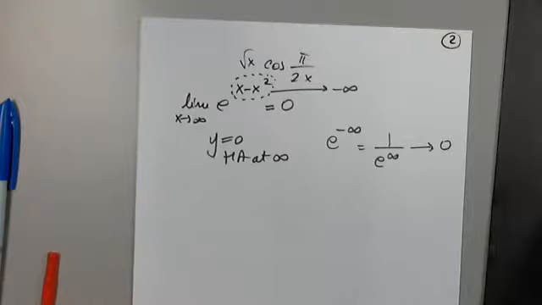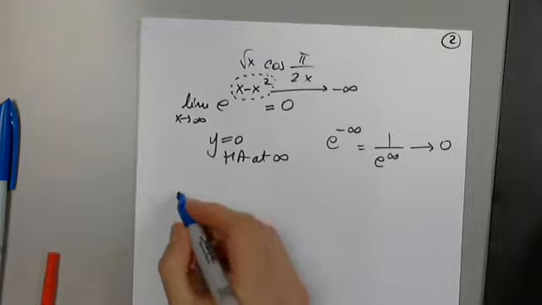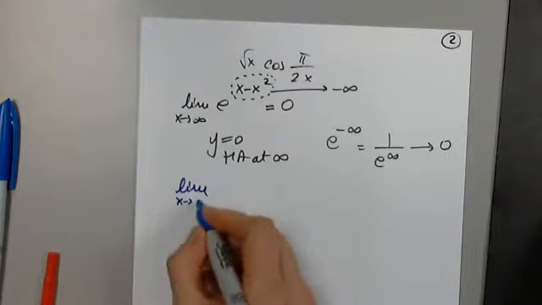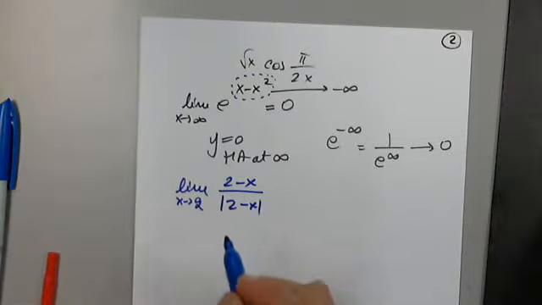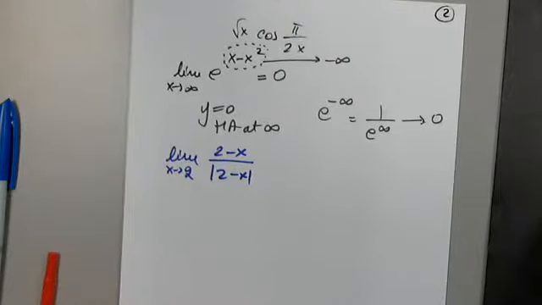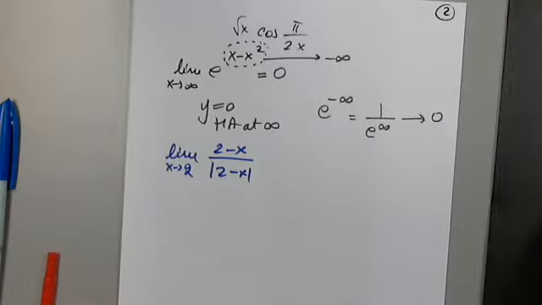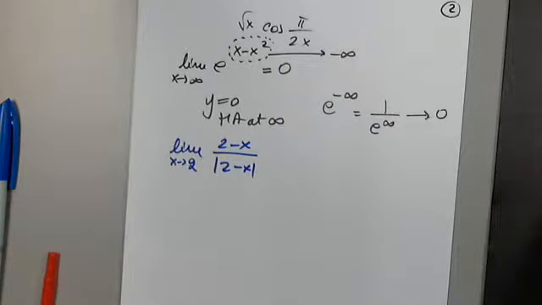Okay. The next problem, we have the limit as x approaches 2 from 2 minus x over the absolute value of 2 minus x. Does anyone complete this one? Okay. We're asked to completely simplify the function first before we discuss the limit.